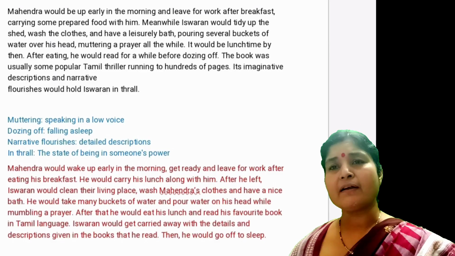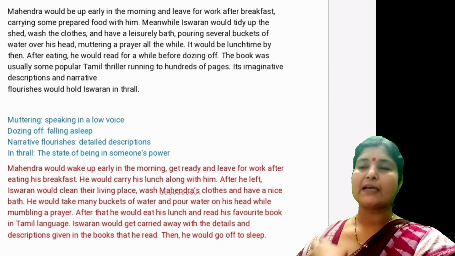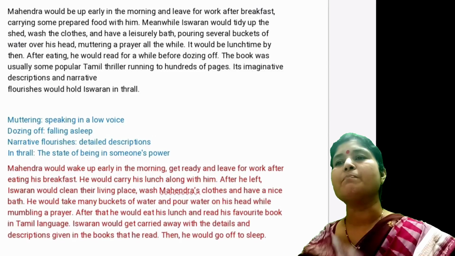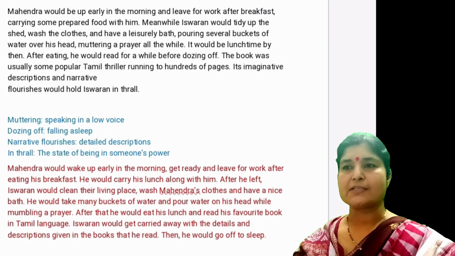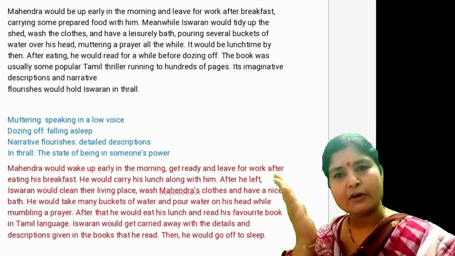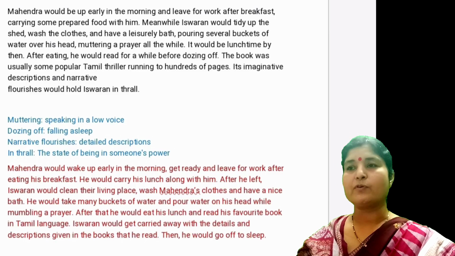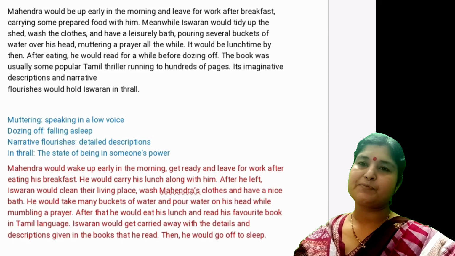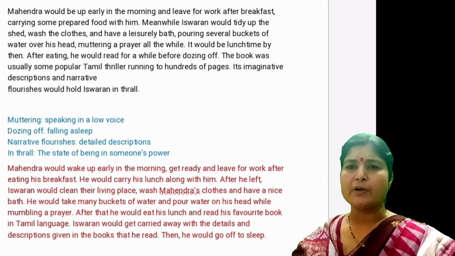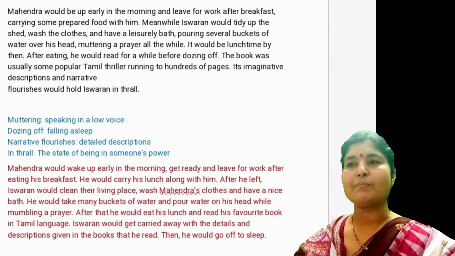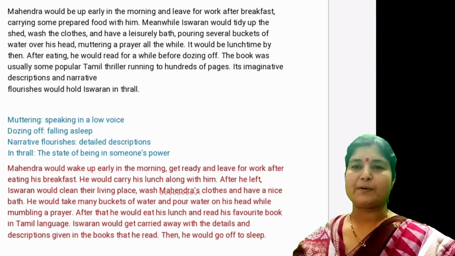So here in this paragraph, you will get some difficult words. That is muttering. So what is muttering? Muttering means speaking in a low voice. Dozing off means falling asleep. Narrative flourishes means detailed descriptions. Enthrall is a completely new word for my students. Enthrall means the state of being in someone's power.